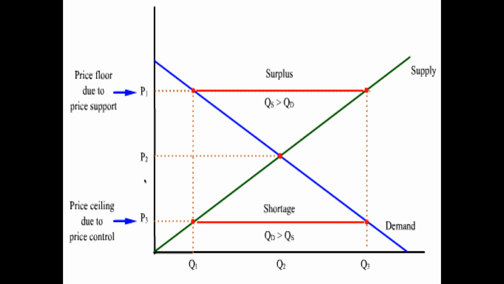Now, let's say we're looking at a price ceiling. So we have P3, the price of P3. That's a price ceiling due to a price control, so you can't go above that ceiling. You can see there's about Q1 supplied, and Q3 is demanded. So there's a lot more demanded than supplied, and therefore you have a shortage. Okay, so the price ceiling created a shortage, and the price floor created a surplus.